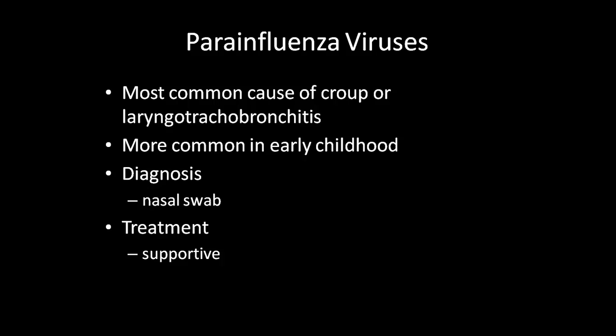So parainfluenza viruses, these are most common cause of croup or laryngeal tracheal bronchitis. Croup, again, is that real barky cough. It's more common in early childhood, in part because kids have a smaller airway than adults, and so that upper airway gets inflamed from this viral infection, and the swelling in their small airways is just much more prominent. Most kids will outgrow this. It kind of seems that once a kid is prone to getting croup, each time they get a cold, it may develop into croup. It's diagnosed with a nasal swab.